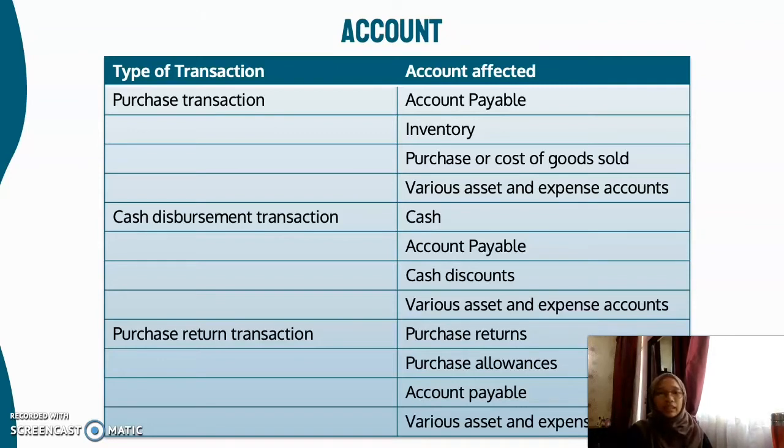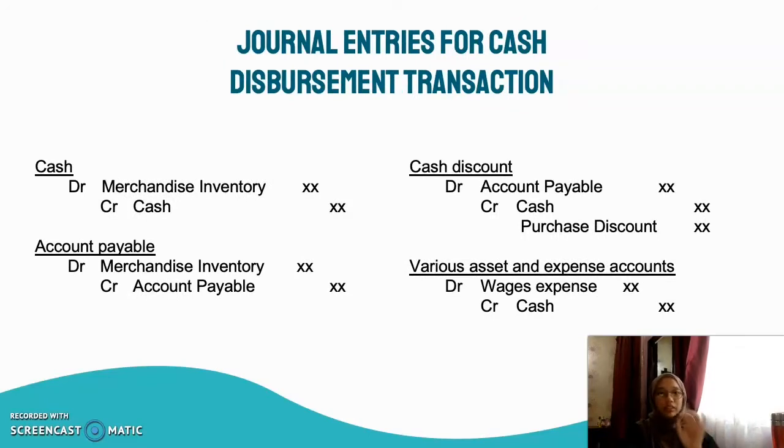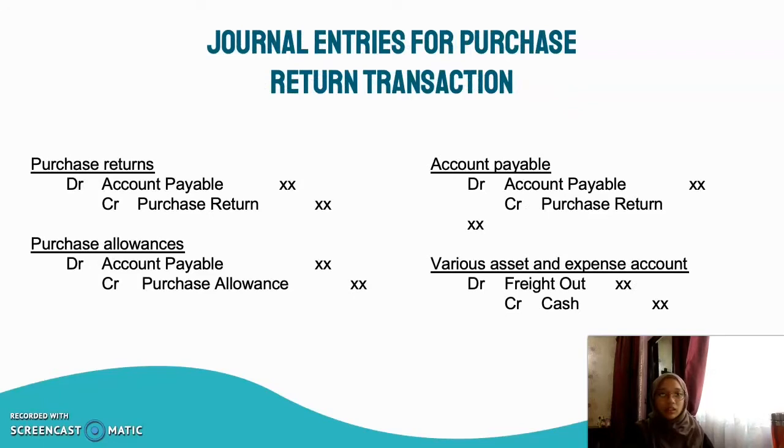So moving on to the next slide, which is journal entries. There are different types of journal entry for different transactions. This is the journal entry for purchase transaction, the second one on this slide is the journal entry for cash disbursement transaction, and the third one is the journal entry for purchase return transaction. And usually all these journal entries that I've shown you are the common journal entries that we can find in each type of transaction.